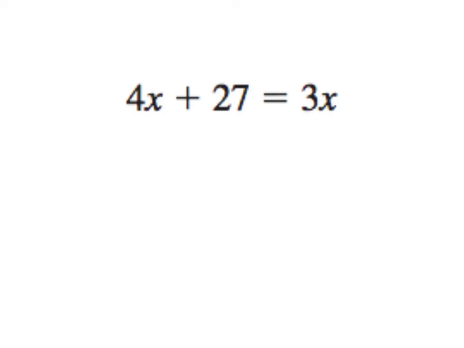subtract 4x from 3x. So it would come out as 27 equals 3x minus 4x. And then we want to combine the variables. So it would equal 27 equals 3 minus 4 is negative 1, but it would just be negative x.